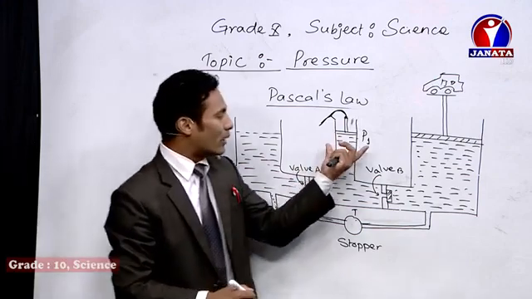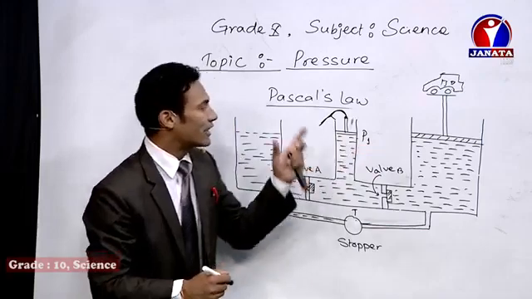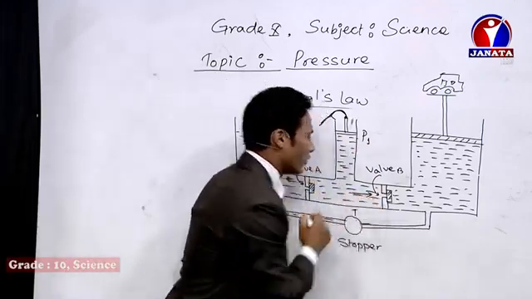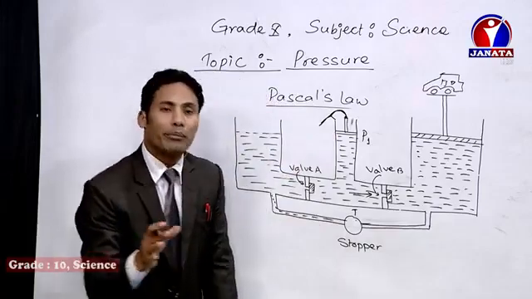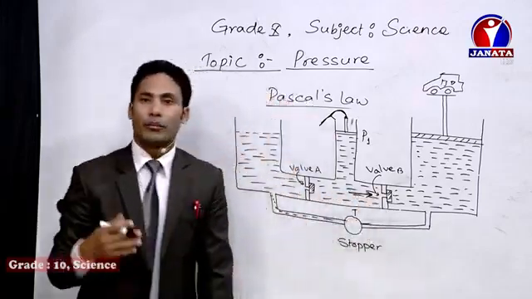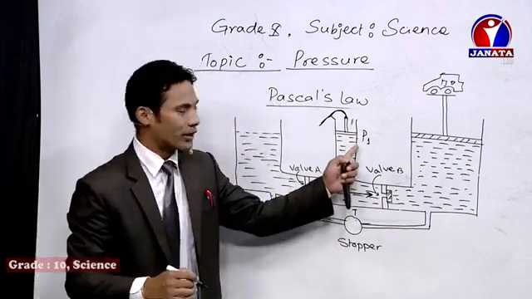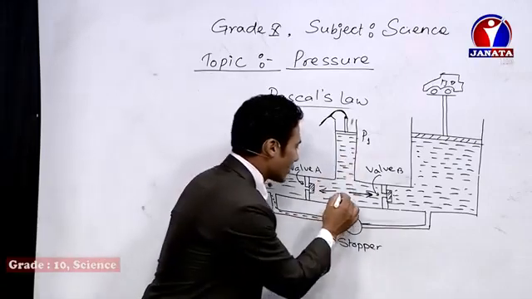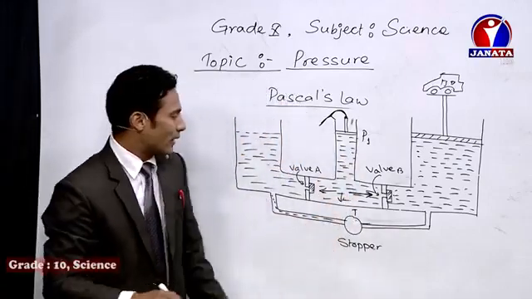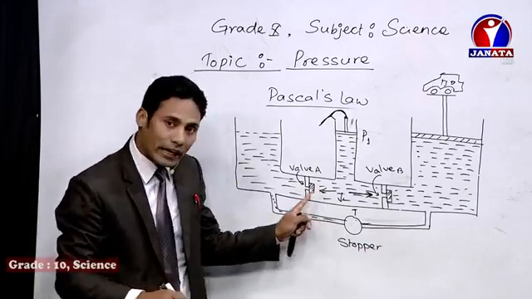That means whatever pressure is applied on it, the same amount of pressure is transmitted in all directions, perpendicularly and equally. In this direction the same amount of pressure is exerted, and in this direction also the same amount of pressure is exerted, right? That means this is a one-way valve, so the liquid cannot pass here.